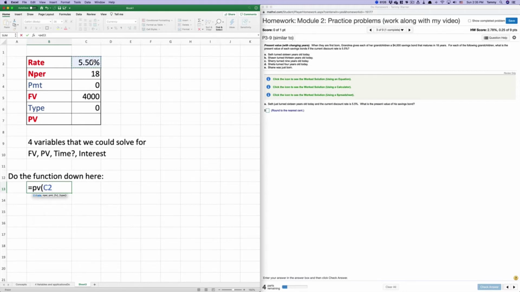Here's our rate. Here's our number of periods. Our payment is 0. The future value is positive 4,000. The type is 0. And we want to solve for the present value. Hit enter, and that says that she needed to spend, right? It returns as a negative cash flow. So when a baby is born, she would spend $1,500 to purchase a bond that will mature in 18 years at a value of $4,000.